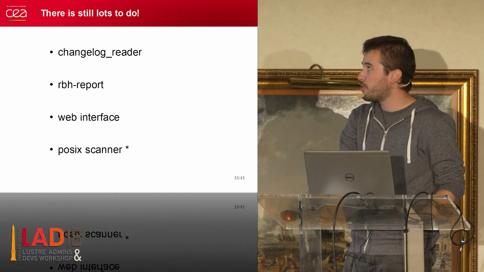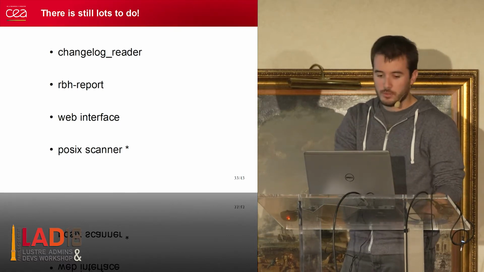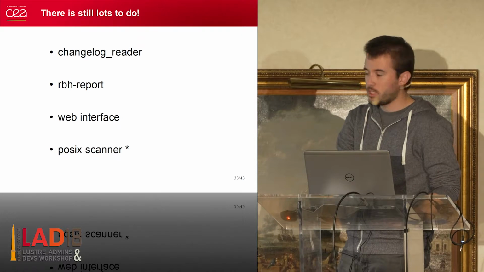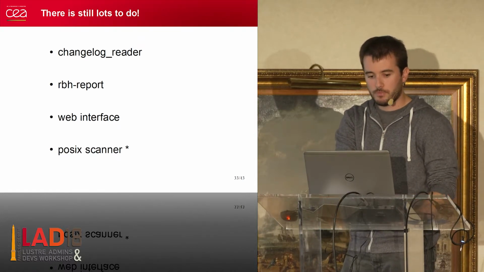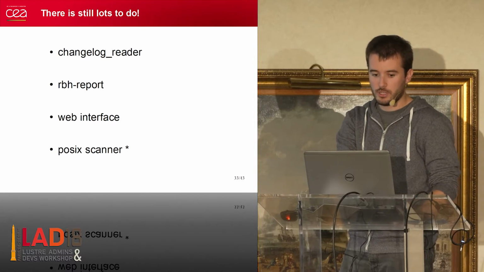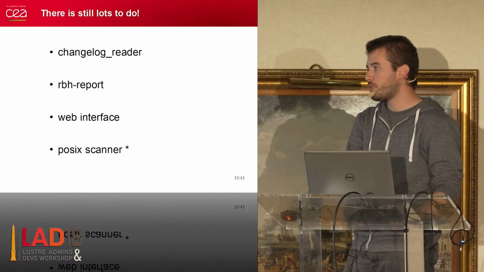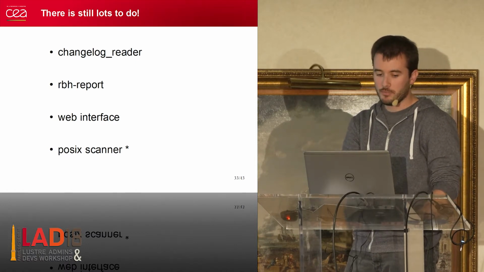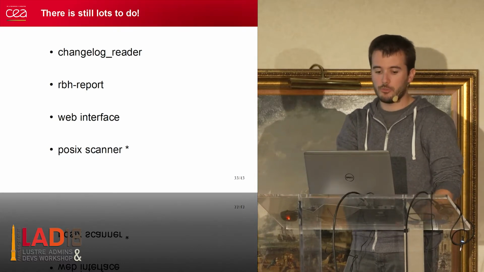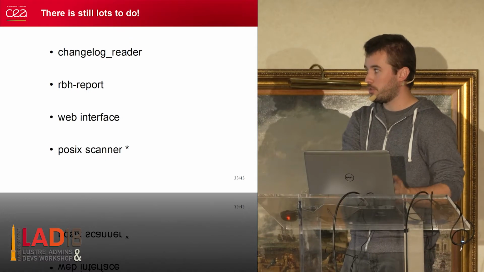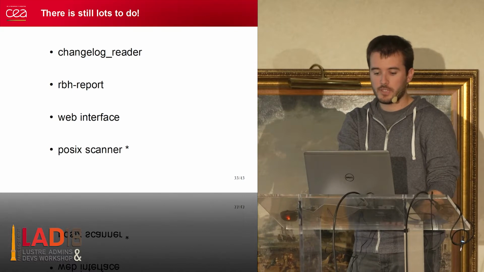V4 is still a work in progress. There is still very much to do. So this is mainly what was in one of the previous slides. I still need a changelog reader. I can probably reuse Robinhood v3's changelog reader. There is still a feature missing, the RBH report, that I feel is very important. A web interface, but as Thomas said, the web interface actually obstructs the backend, so possibly the web interface can be reused. And I also need a POSIX scanner.